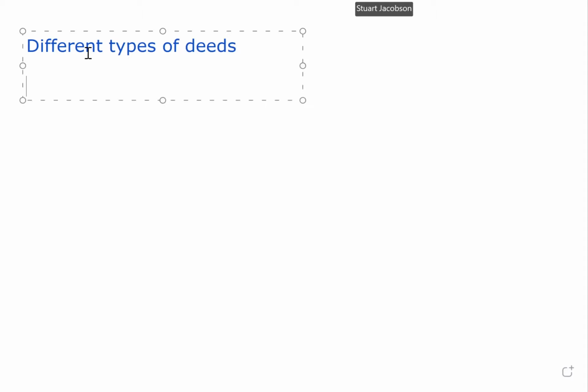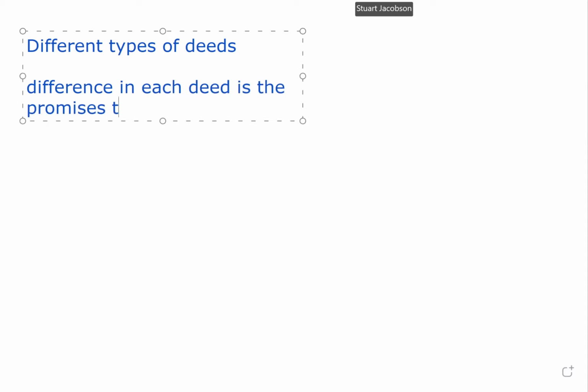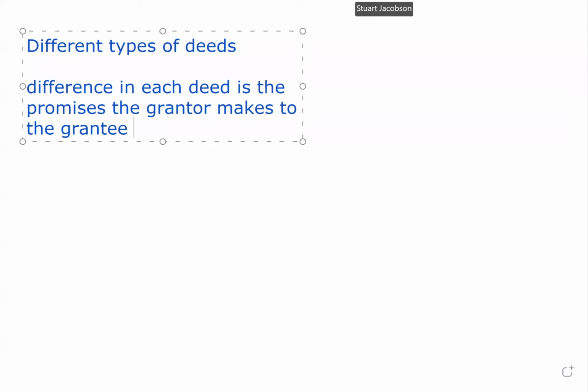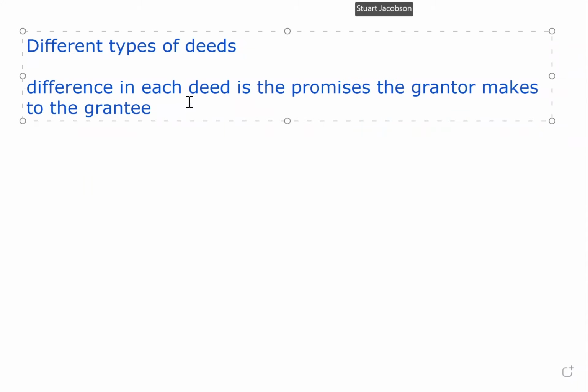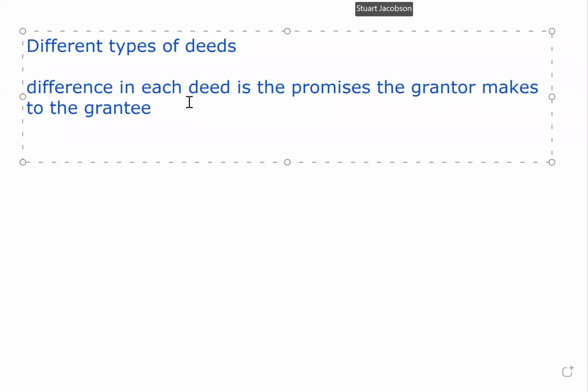The difference in each deed is the promises the grantor makes to the grantee. We've already identified who the grantor and who the grantee are. OR is the giver, EE is the receiver. So if this was a sale, we would be saying that the grantor is the seller and the grantee is the purchaser. If this was a real estate sales transaction, that's what we would be saying.